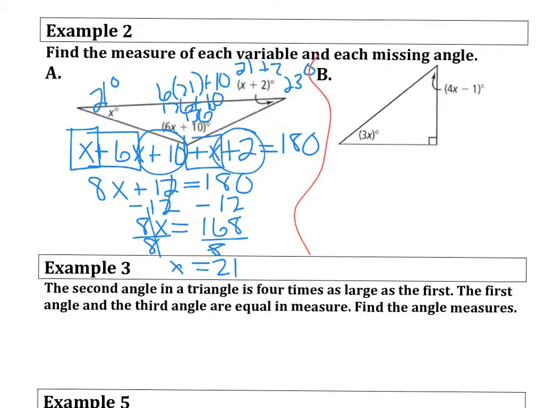For letter B over here, same idea. I can see I have a 90-degree angle, and then I have 3x plus 4x minus 1.